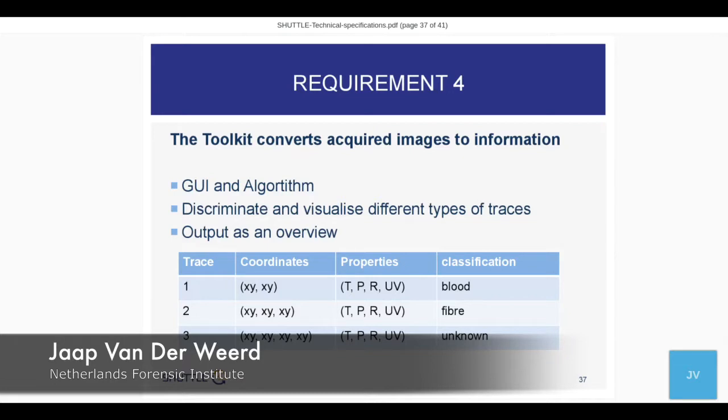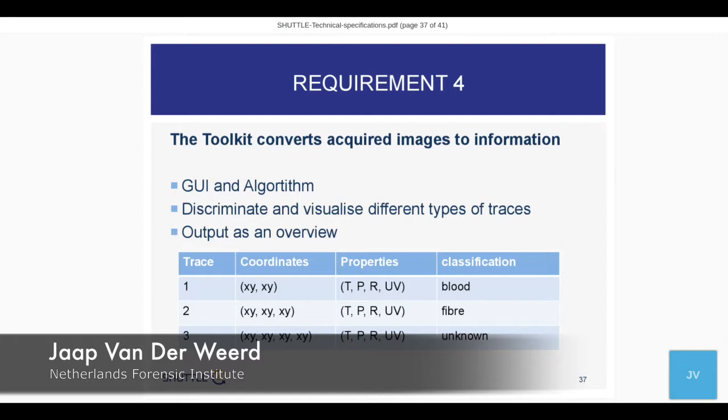Something that we expect is, well, we have traces, we number the traces: trace 1, 2, 3. There might be coordinates, might be a single coordinate, but also a list of coordinates if traces are a bit bigger than a number of pixels. There will be the properties. We analyze the trace. What are the properties? What's the transmission spectrum? What's the reflection image? What's the polarization information? And we go to the algorithm, come back and say, this trace is classified as blood.